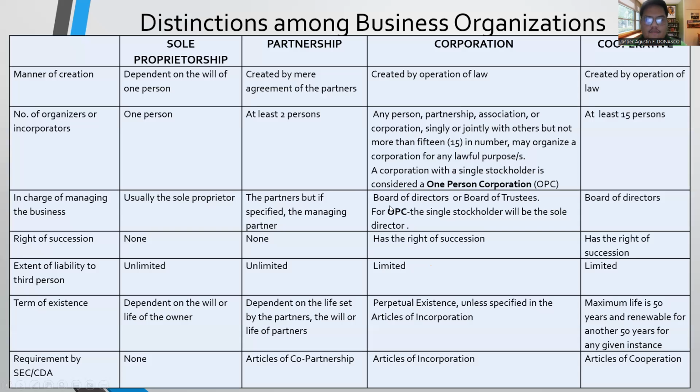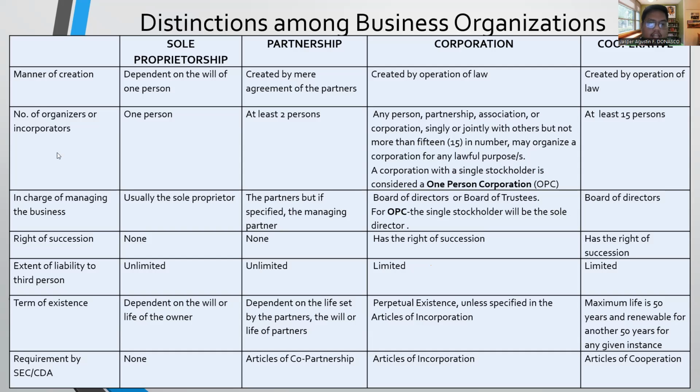So again, here are the distinctions between types of business organization. Sole proprietorship: the manner of creation is dependent on the will of one person. Partnership: created by mere agreement. So I cannot make a sole proprietorship if I don't want to. I cannot make a partnership if someone doesn't agree with me. I cannot make a corporation if I cannot be acknowledged by law. Same with the cooperative.